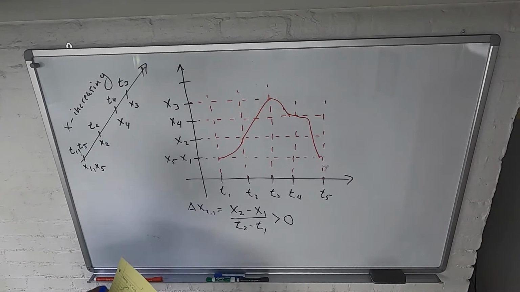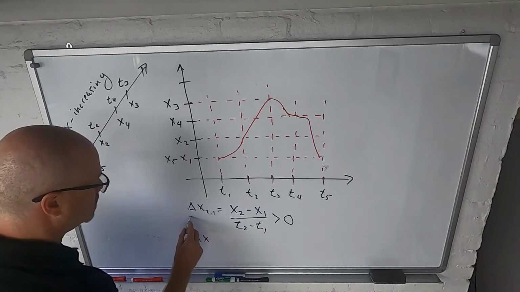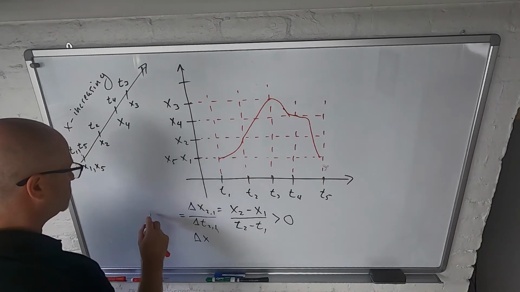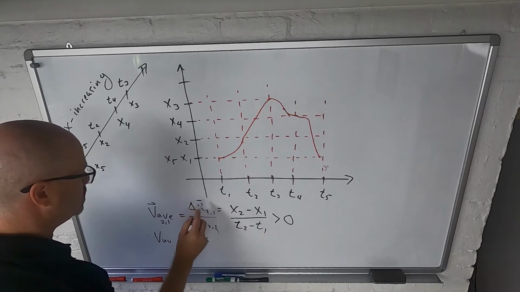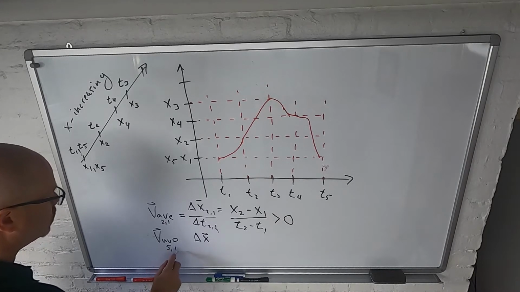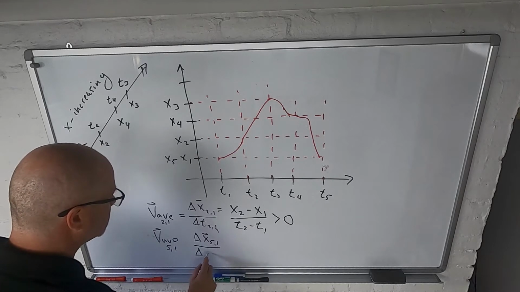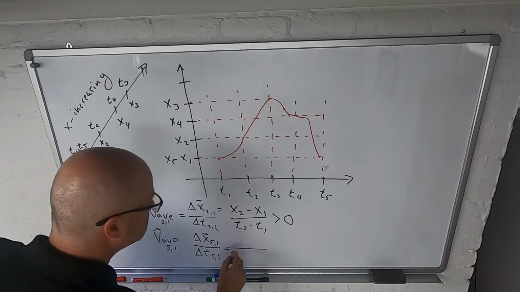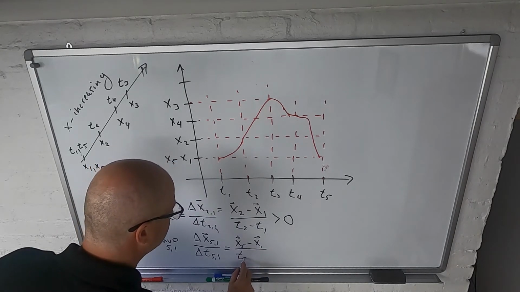All right? How about another time window? Let's take the time window delta x, this is delta t, 2 to 1. This is the average velocity from 2 to 1. How about the average velocity from 5 to 1? These are all vector quantities. Delta x 5, 1 over delta t 5, 1. Well, this is going to give me x5 minus x1 over t5 minus t1.